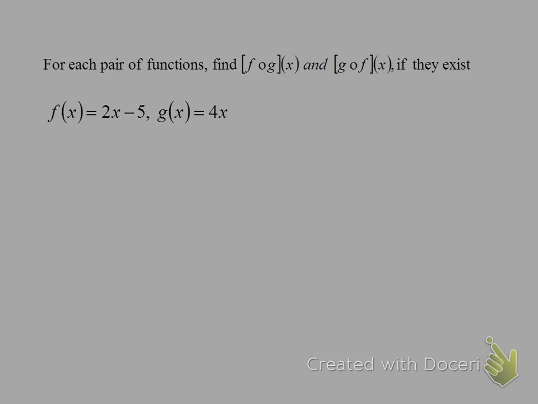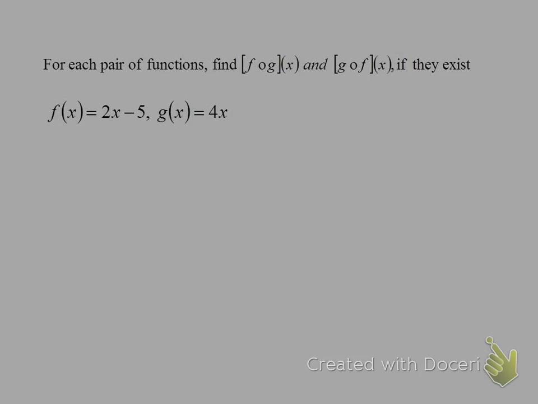All right, last type of way they're going to be coming at you. For each pair of functions, find f of g of x and g of f of x if they exist. Chances are here they exist. There's a very small chance of them not existing, so you really don't have to worry about the if they exist part.